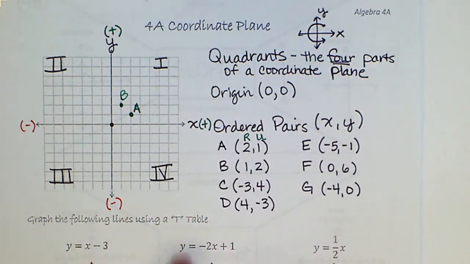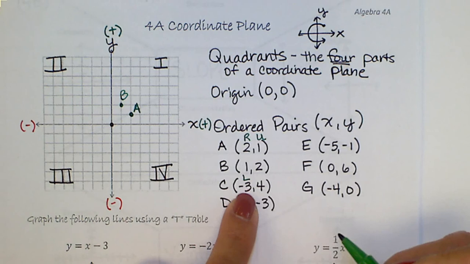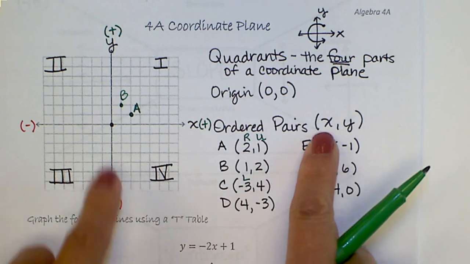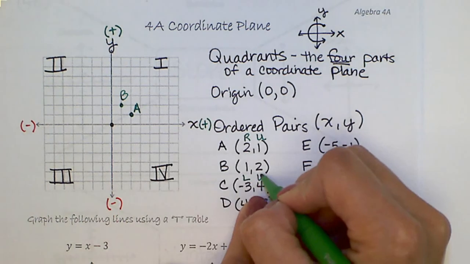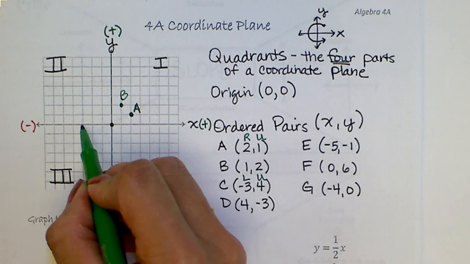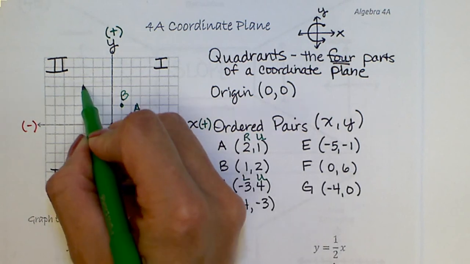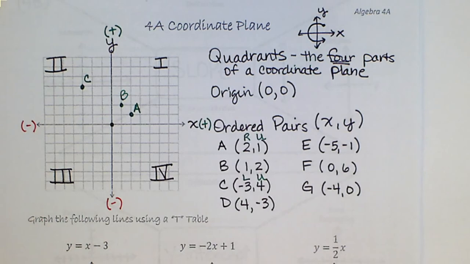For letter C, we're going to go left because that number was negative. So the first number is our x. If we're going left, we're going to go left 3. And then 4 is still positive, so I'm going to go up. So I'm going to go left 1, 2, 3, up 1, 2, 3, 4, draw a dot, and there we are at point C.